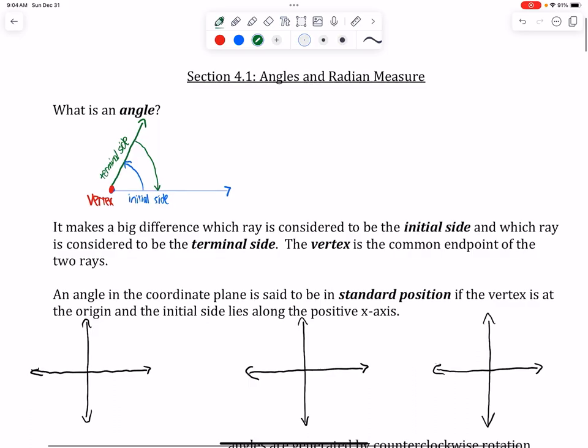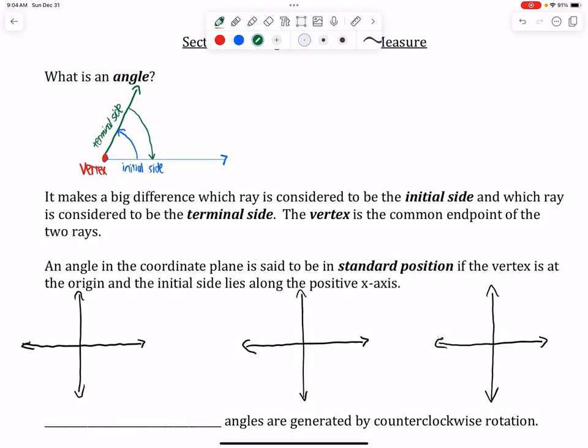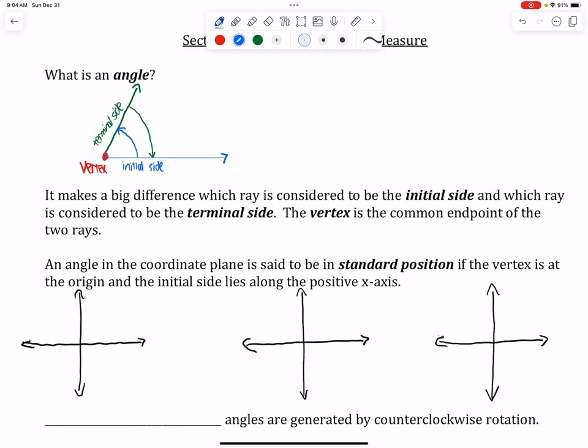Now, an angle is said to be in what we call standard position if the vertex is right at the origin, the intersection of the x-axis and the y-axis, and the initial side is on the positive x-axis, the right side over there. So if we start, say, for example, there, and then rotate it to this position, there we would have our angle in what we call standard position.